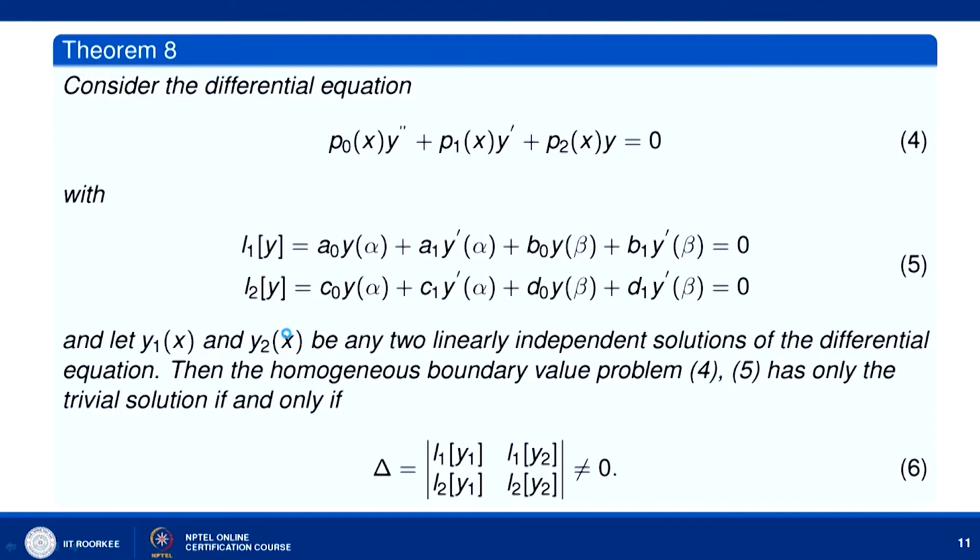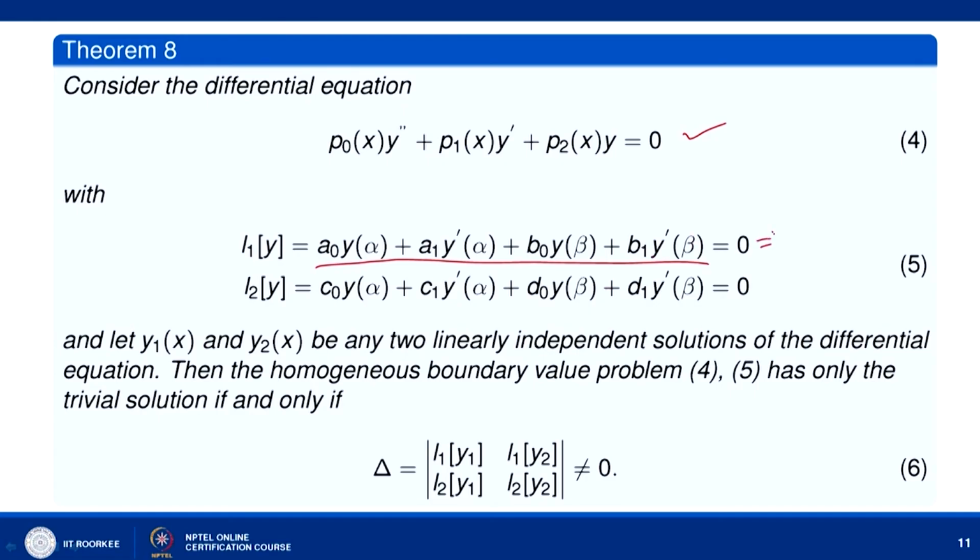The simplest possible is the homogeneous equation with homogeneous boundary conditions, and we know that a homogeneous boundary value problem has a trivial solution, that is the zero solution. So consider the differential equation p0(x) y double dash plus p1(x) y dash plus p2(x) y equal to 0 with the boundary condition L1 y, which is defined like this. L1 y is defined as a0 y(alpha) plus a1 y dash(alpha) plus b0 y(beta) plus b1 y dash(beta) equal to 0.